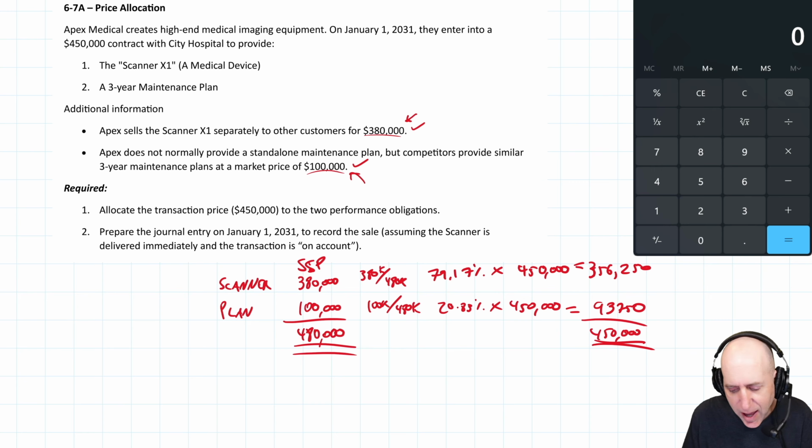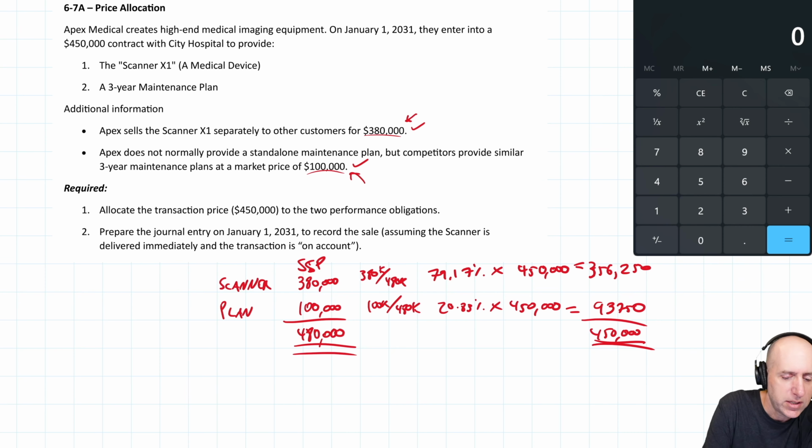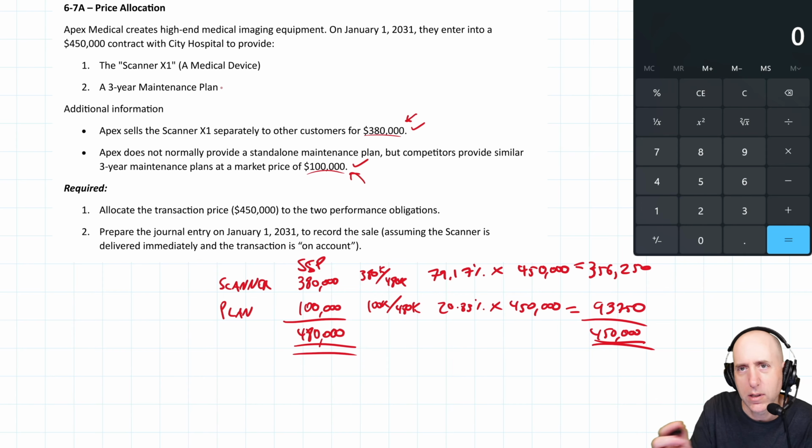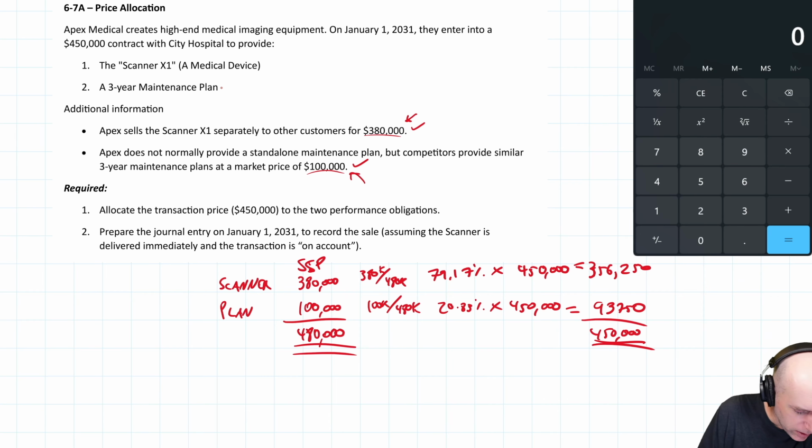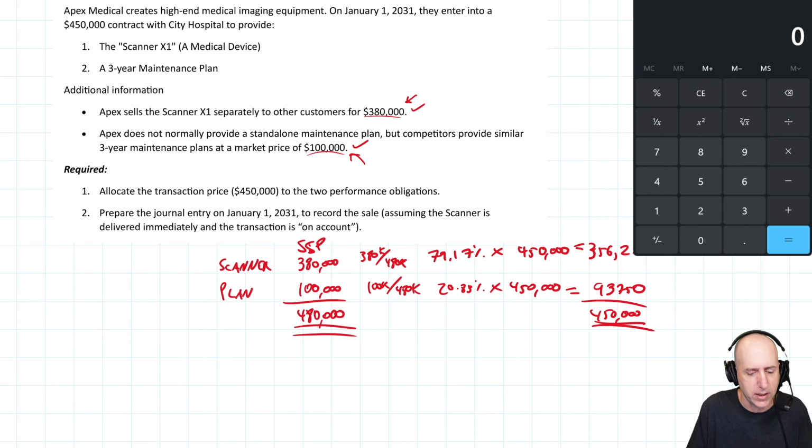So anyway, the scanner is going to have $356,250 allocated to it. And the plan, the service plan, which is a 3-year maintenance plan, is going to have $93,750 tied to it. Now, the scanner, as soon as we deliver the scanner, we've earned the revenue. The plan, though, is going to earn out over 3 years. It's unearned revenue initially. Prepare a journal entry for January 1st, 2031 to record the sale, assuming the scanner is delivered immediately and the transaction is on account.